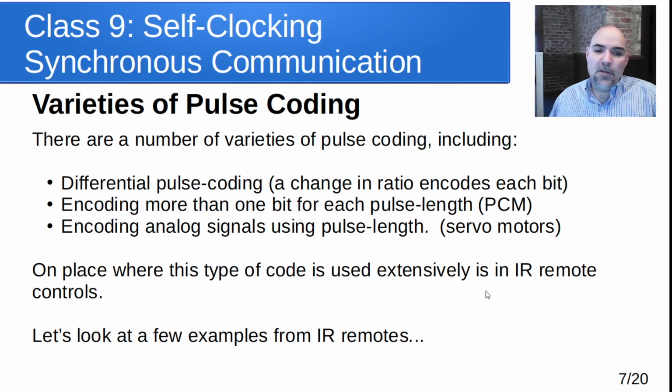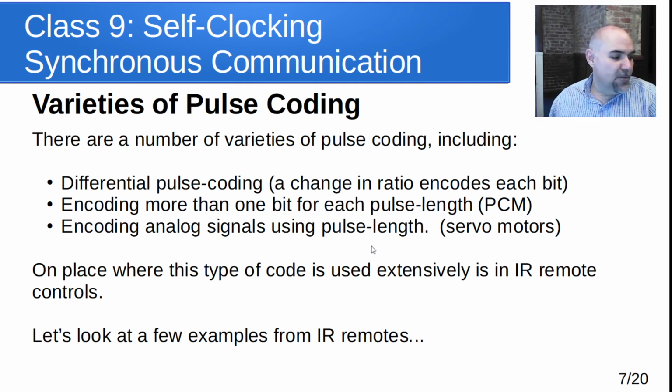You can also encode more than 1 bit for each pulse length, meaning that because you're not limited to a ratio of just a factor of 1 and 2, you could have 1, 2, 3, and 4. And now with 4 possibilities of pulse width ratios, you could encode 2 bits worth of information. So the first one could be 0, 0, and the next one's 0, 1, and 1, 0, and 1, 1. And you can encode more than 1 bit at a time. And in fact, you could take that to extremes and encode a whole lot of information, including analog signals.